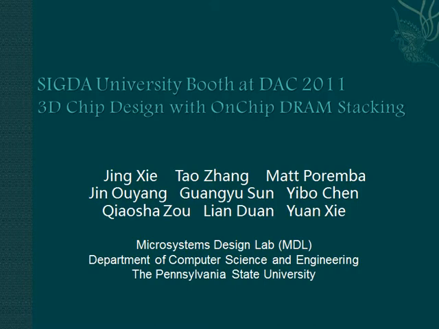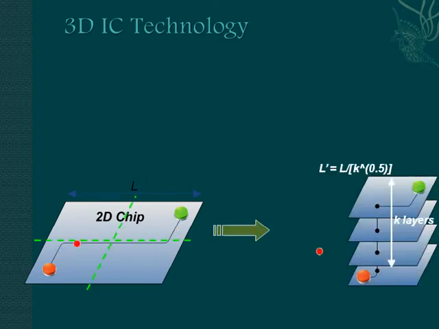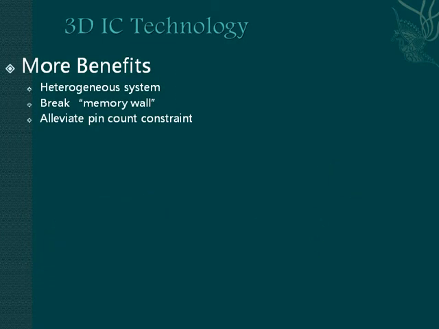Today I want to demonstrate a 3D chip design with on-chip DRAM stacking of our group. 3D technology has become one of the most promising methods in today's integrated circuit design and manufacturing. With 3D, we can divide the chip into several layers and connect them together. Obviously, the yield of a single chip can increase and the interconnection latency can be largely decreased. Moreover, 3D provides a new way to realize heterogeneous systems, break the memory wall, and increase the possible pin number.